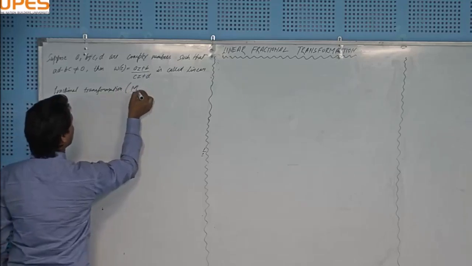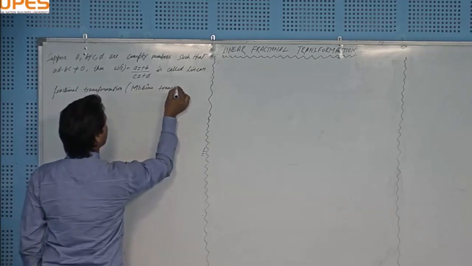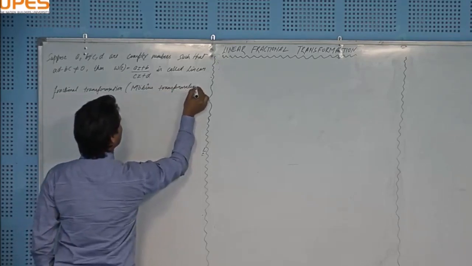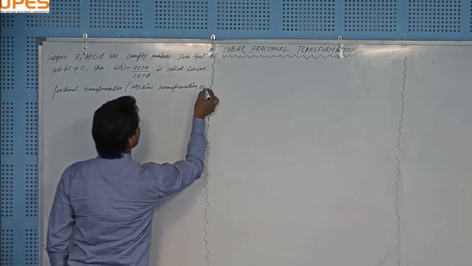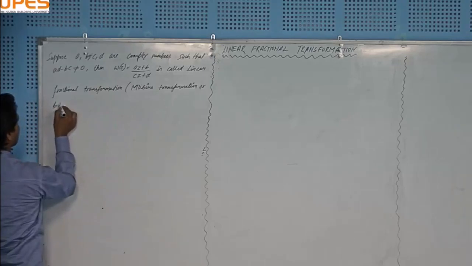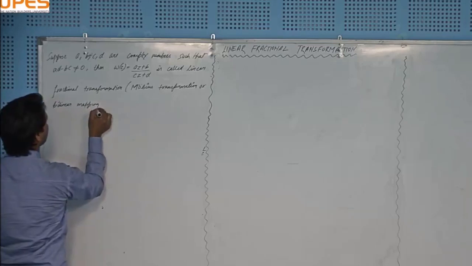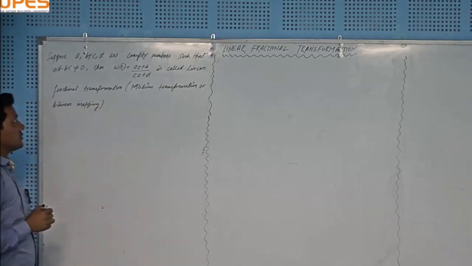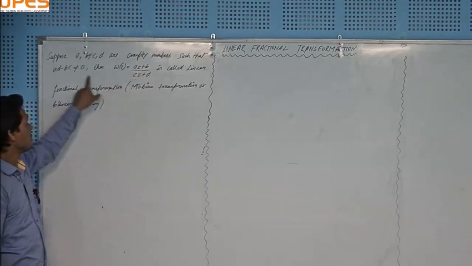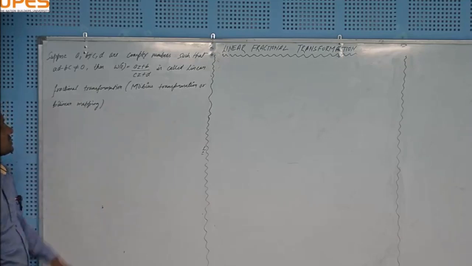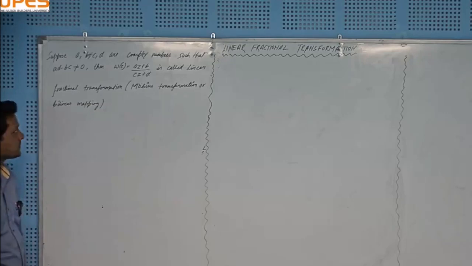or you say it Mobius transformation, right? Or you have another name for it also, that is called bilinear mapping, right? So a mapping of this nature, (az + b)/(cz + d), where ad minus bc is not equal to 0, is called linear fractional transformation, and that is also called Mobius or bilinear transformation, right?